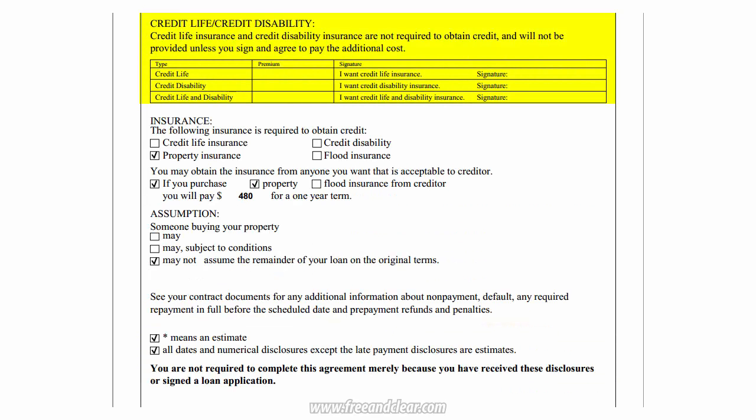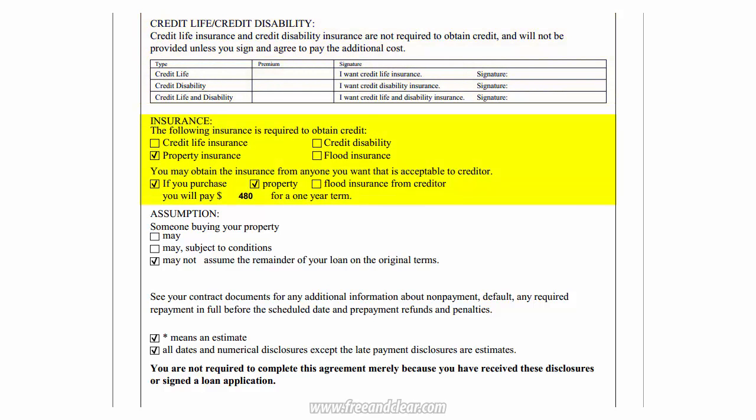At the top of page 2, the form indicates if you have decided to purchase credit life insurance, credit disability insurance, or both. Credit life insurance pays off your mortgage in the unfortunate event that you pass away, and credit disability insurance pays off your mortgage in the unfortunate event that you become disabled. Credit life and credit disability insurance are not required to obtain a mortgage, and most borrowers do not purchase them, so we have left this section blank in our example.